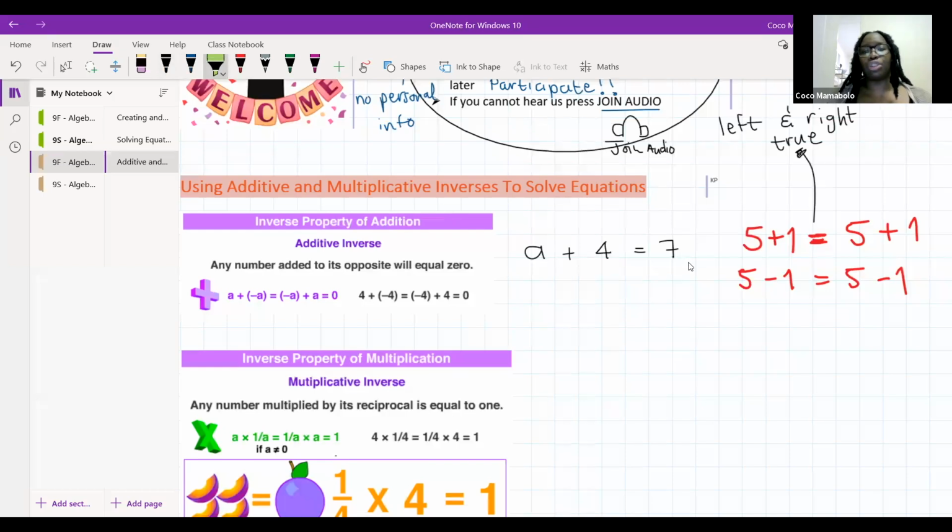But now if I said to you, I want to make sure that both of these sides are equal, but I want to get rid of this 4. So what I'm going to do to get rid of this 4 is minus 4 on this side. But remember, at the beginning of this, I told you that A plus 4 is equal to 7 is the true statement. So if I minus 4 on the left-hand side, Manoko, what do I need to do on my right-hand side?